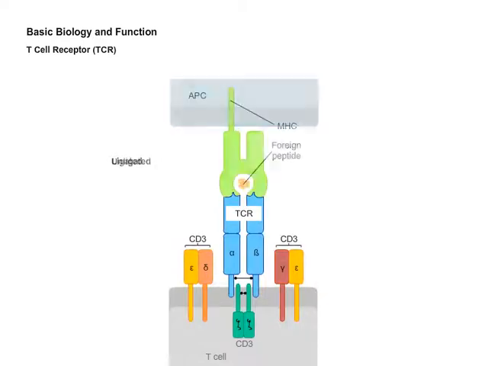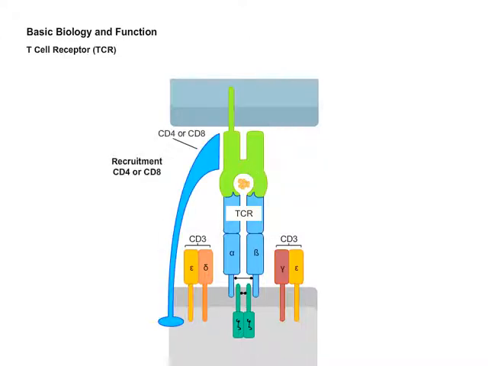Ligation of the T cell receptor by peptide MHC complexes, presented by antigen-presenting cells, results in the recruitment and co-clustering of either CD4 molecules on T helper cells or CD8 molecules on cytotoxic T cells. This recruitment results in the formation of ternary complexes between the TCR, MHC molecules, and either CD4 or CD8. The introduction of CD4 or CD8 into the TCR complex subsequently potentiates signaling via CD3.